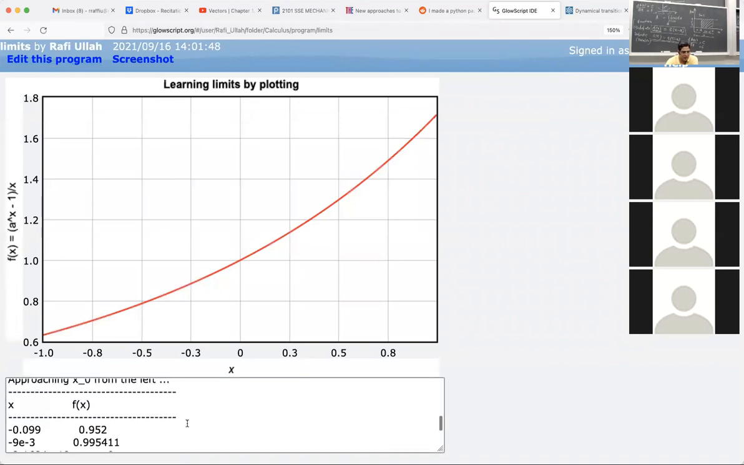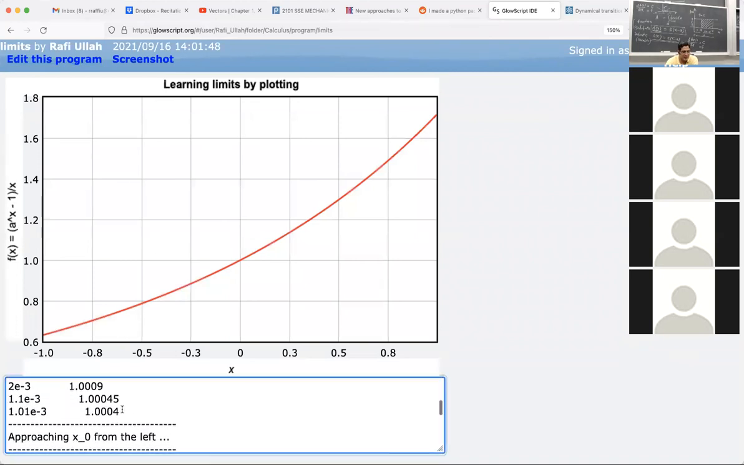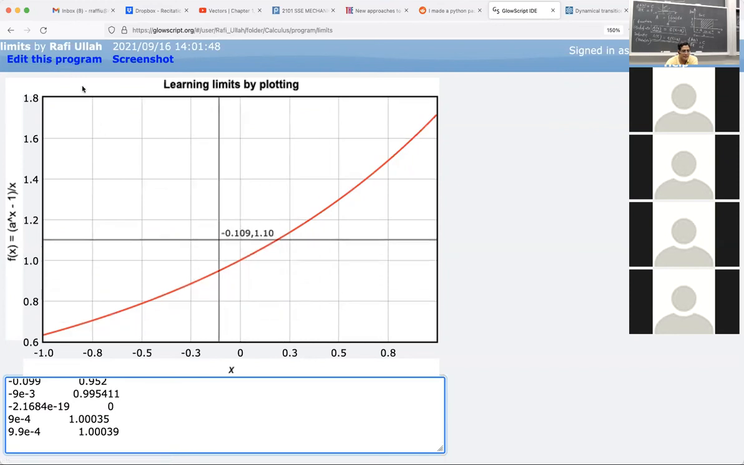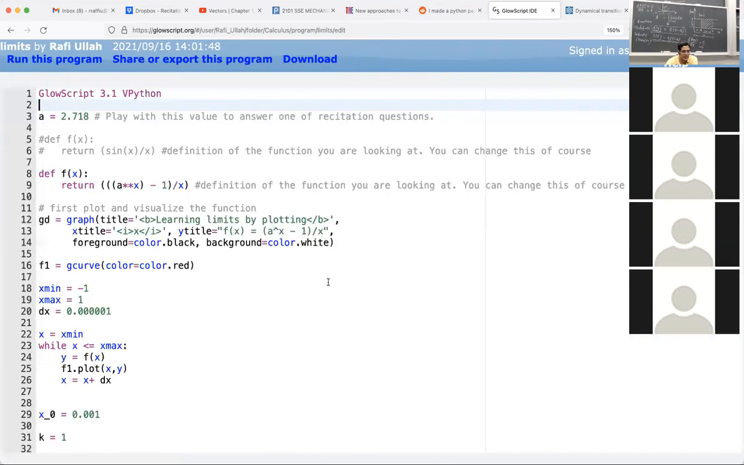Look, now it's almost exactly at 1. See this? It's a very small deviation from 1. So it's almost there. In this way, we have found the value of a. Okay, this was another question in the first recitation. And by the way, this is where the value of e comes from, the base of the natural log. And with this, I think that's it.